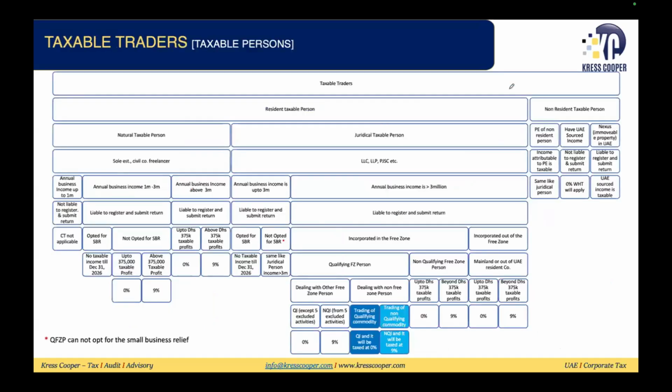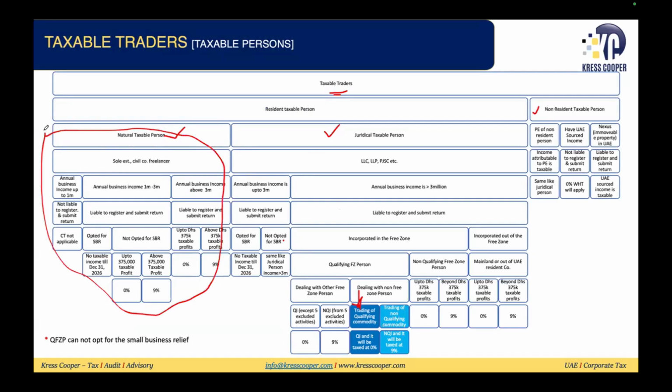The important thing is these taxable traders; we have discussed this category. Natural persons, we discussed this as well. I just wanted to highlight that these qualifying commodity traders will fall under this leg. This category we have already discussed, Faiza has already discussed in detail. Natural persons, whether they are in the free zone or on the mainland, their tax treatment is the same.